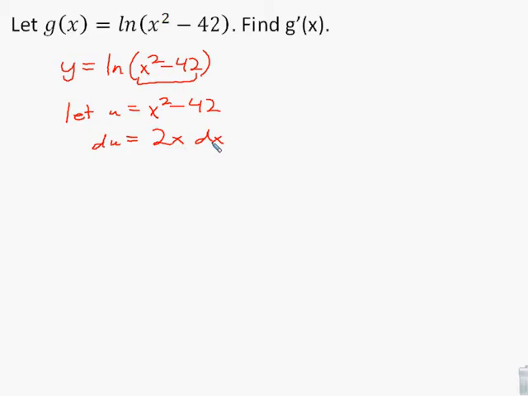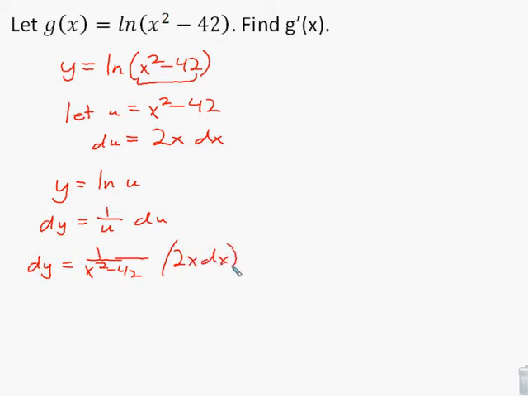And we're going to substitute. So we have y equals the natural log of u. And differentiate that natural log of u, that's 1 over u du. And then we want to substitute back in. So we have dy equals 1 over u, which was x squared minus 42, du, which is 2x dx. Substituting this in for there. And then we can simplify this.